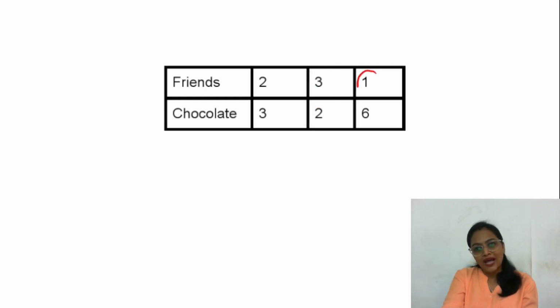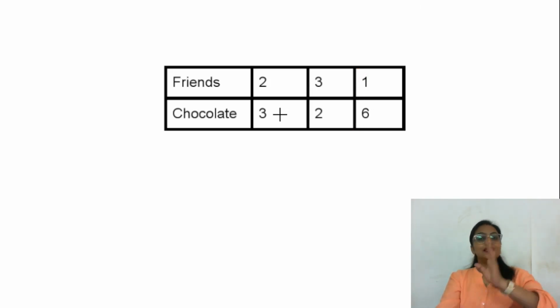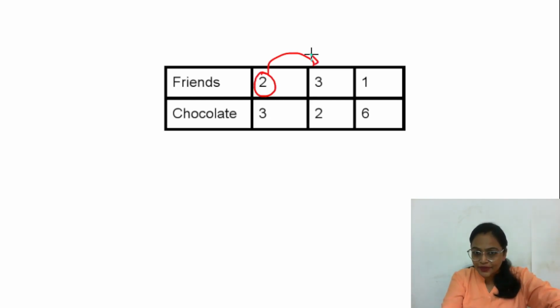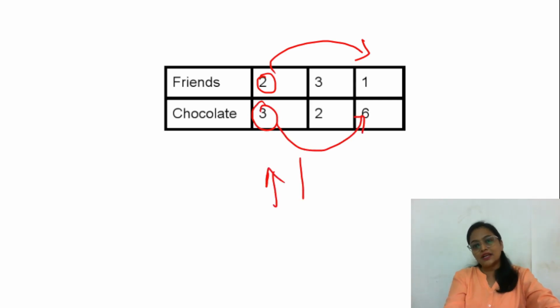Now if you are alone and you still have six chocolates, you will get all six. So this is a case of inverse variation or inverse proportion. Why? Because if you see, one quantity is increasing, the other is decreasing. That means if the number of friends is increasing, the chocolate share is decreasing. Or if the number of people is decreasing, the chocolate share is increasing. One is increasing, the other is decreasing.